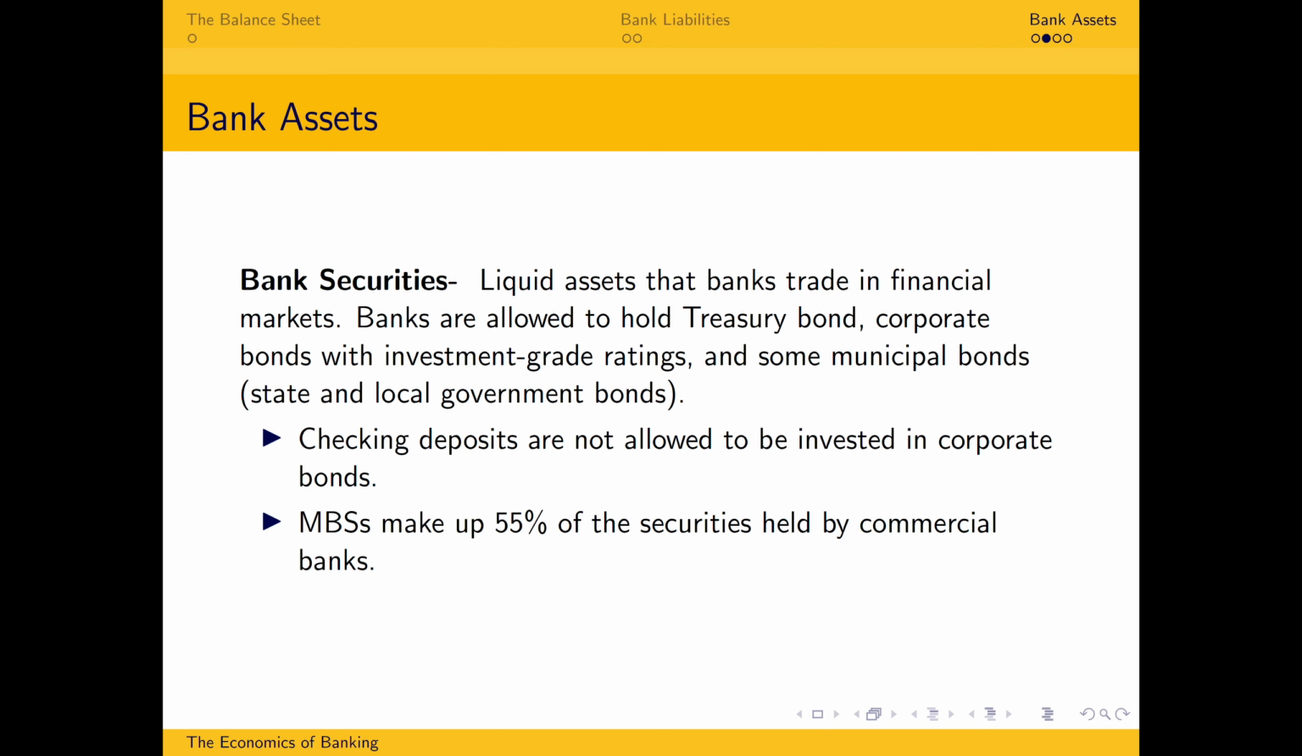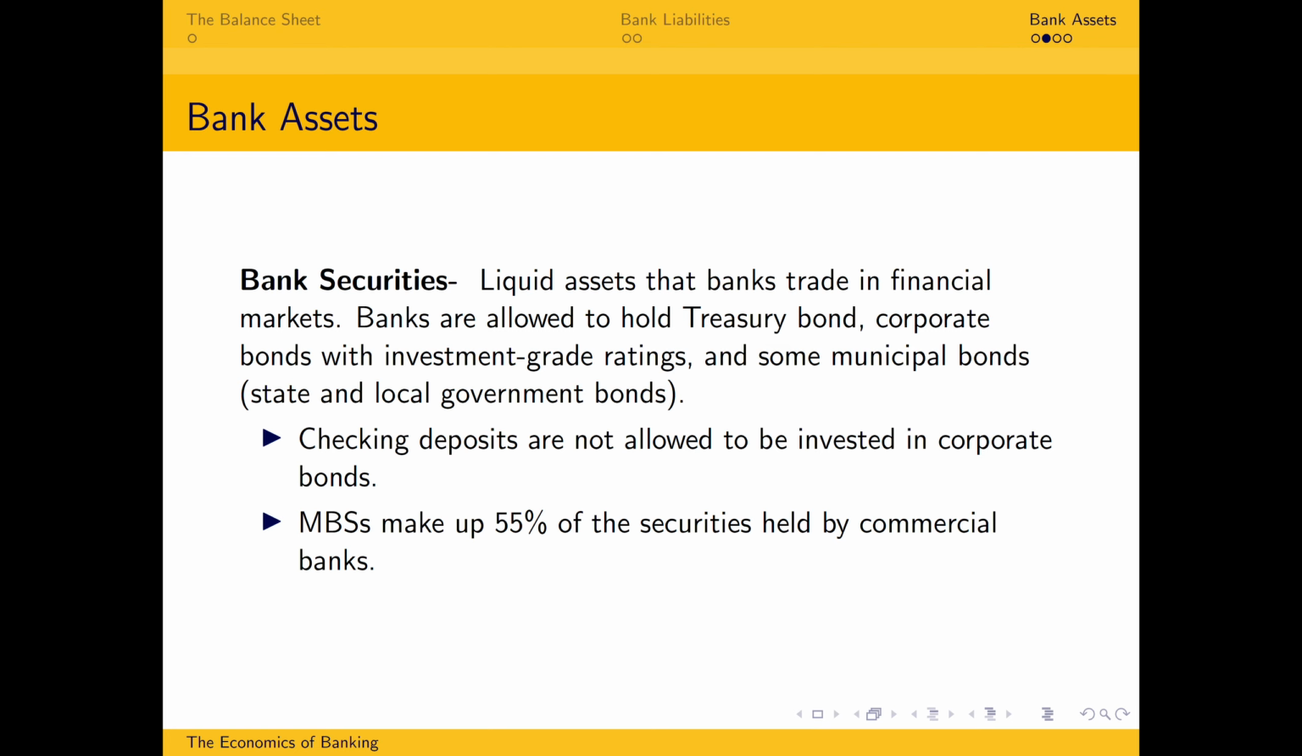Next, let's go over what a bank security is. And this is just any asset that is liquid that can be traded on financial markets. So they're basically just normal securities that banks are allowed to invest in. So they are allowed to hold on to treasury bonds, corporate bonds with investment grade ratings. If you remember, we talked about investment grade and junk bond status, as well as some state and local bonds. So they are only allowed to invest in what are considered to be more stable assets.